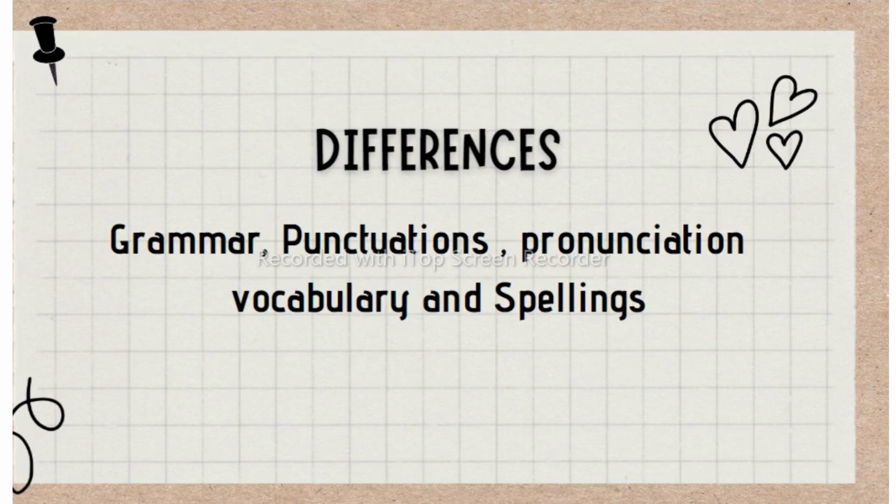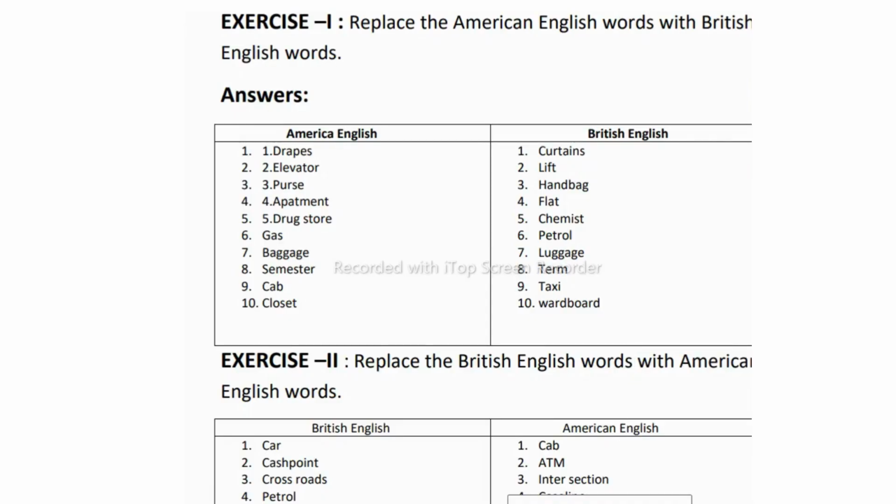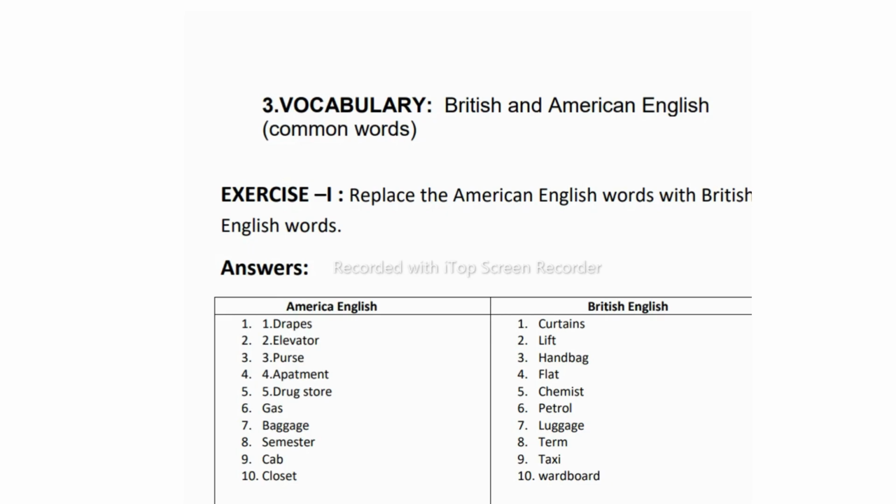Now we'll see the exercises that are given in the degree third semester. We'll see the exercises one by one. So let us see the vocabulary exercise first, British and American English. What you have to do here is replace the American English words with British English words.